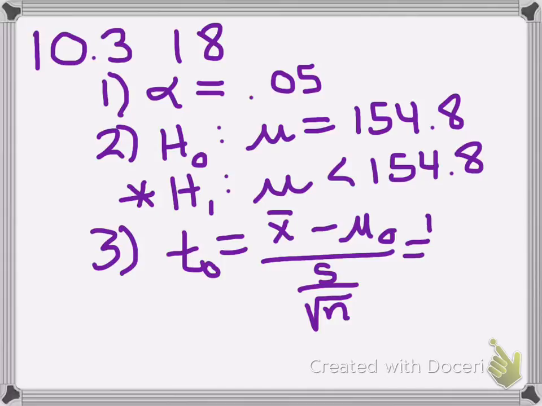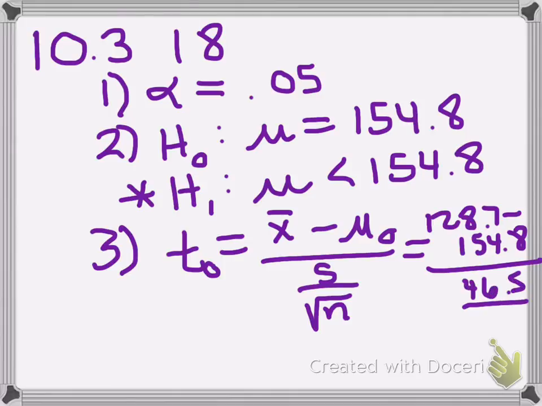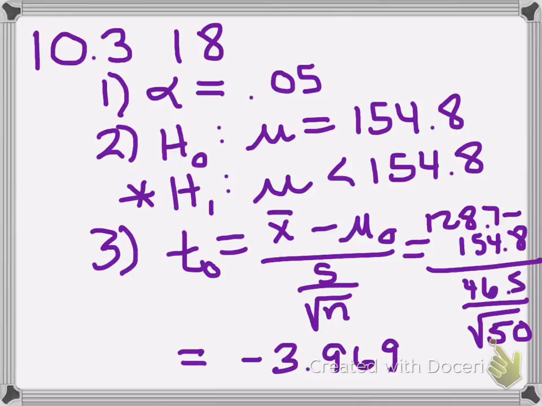So my x bar is 128.7. Oops, I'm running out of room there. Minus 154.8. All of that gets divided by 46.5 over square root of 50. Okay, when you calculate that, it comes out to negative 3.969. I'm going to 3 decimal places since it's a t-test.